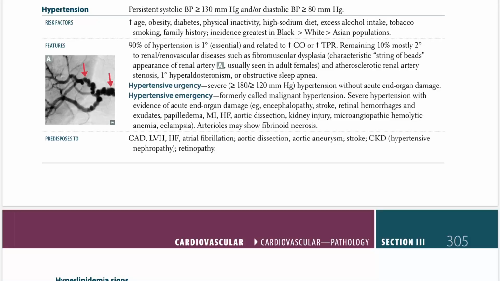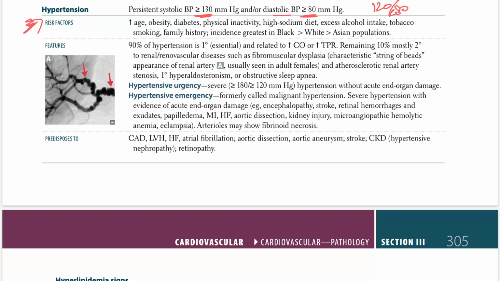Now let's talk about hypertension. Hypertension is the persistent systolic blood pressure of greater than 130 and diastolic blood pressure greater or equal to 80. So what is normal? 120 by 80, right? So if it is greater or equal to it, I guess less than 80. Let me actually double check this.